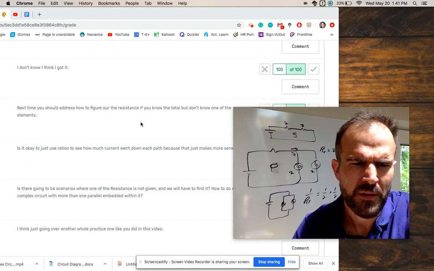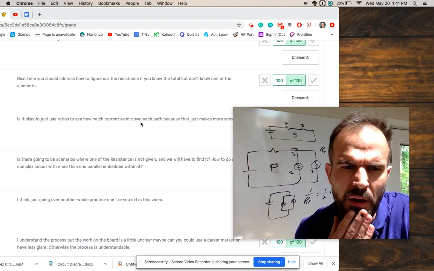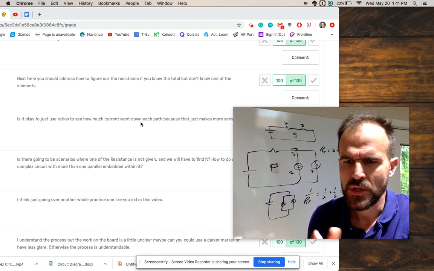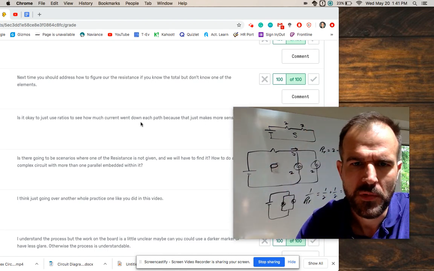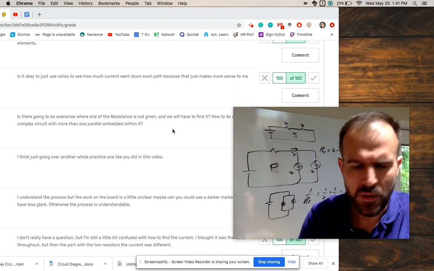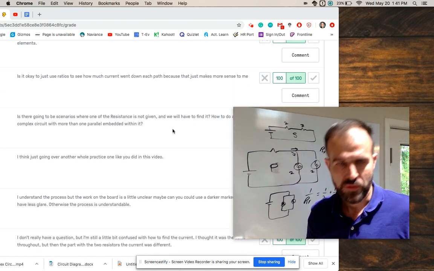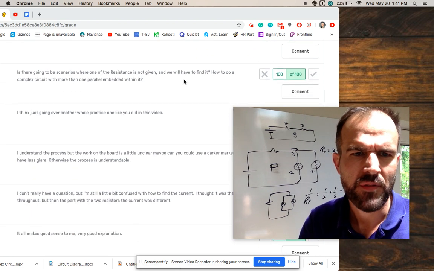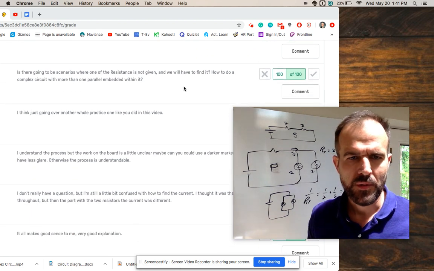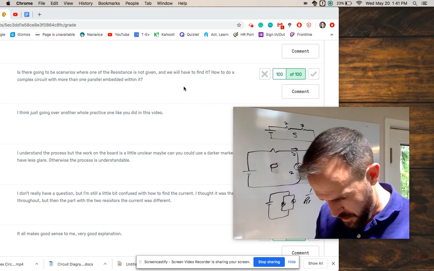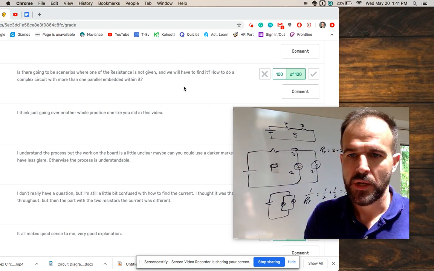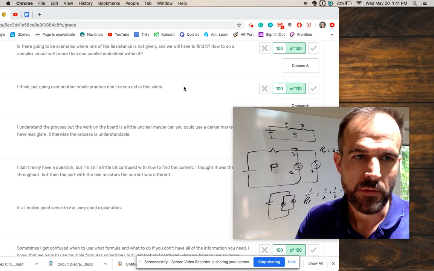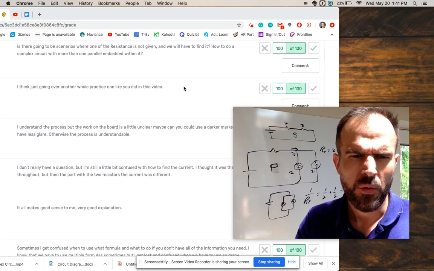I think I got it. All right, next time, address how to figure out the resistance if you don't know one of the elements. Cool. Where'd you guys get that concept from? All right, so that's the third person. Is it going to be scenarios where one resistance is not given? Was that in one of the other Ed Puzzles and I missed that? But no, I wasn't really going to hit you with that because we are not going super deep into everything, unfortunately.